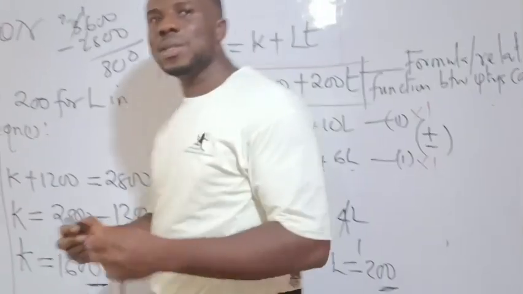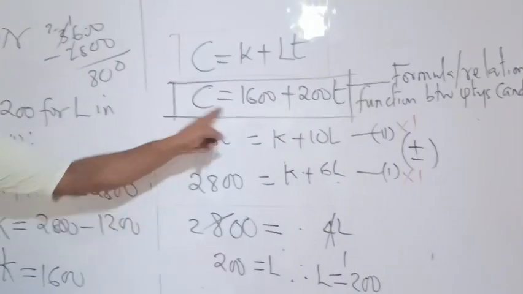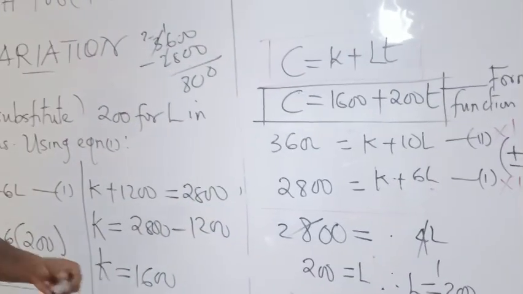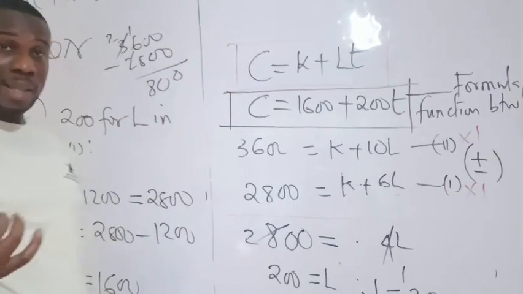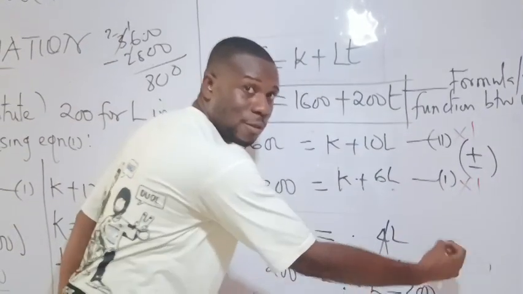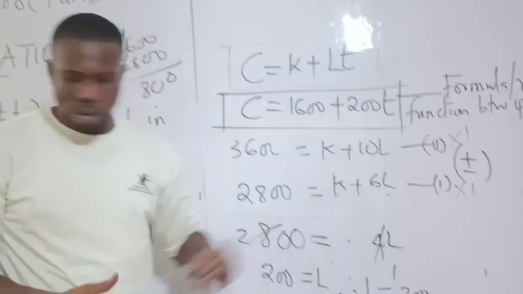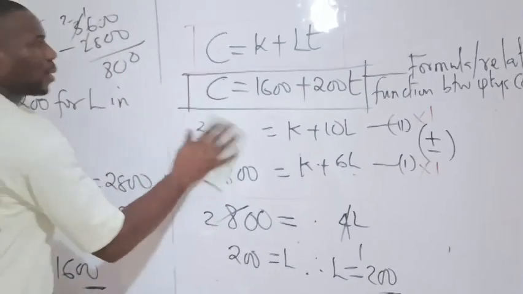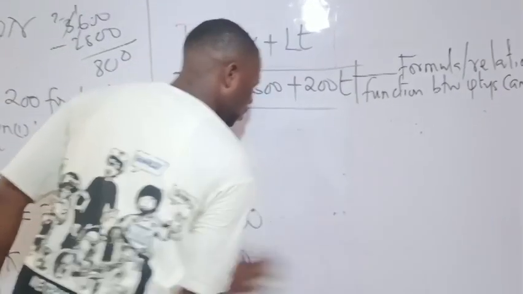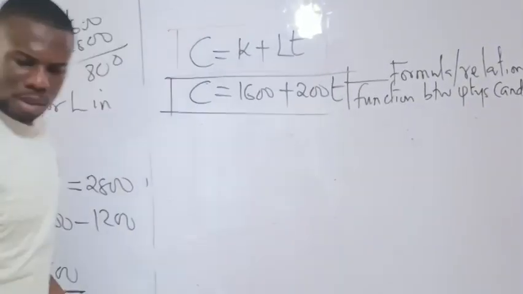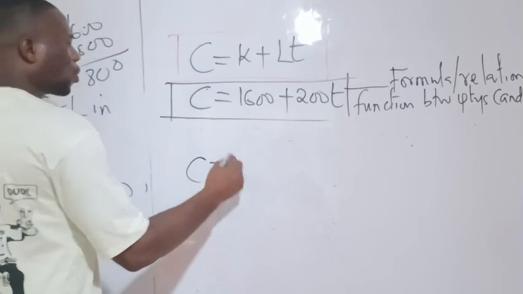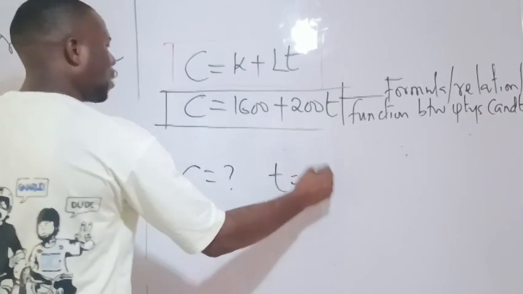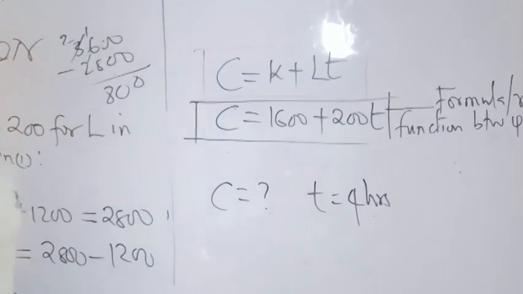Now since I've established this relation between the quantities, I could go ahead and tell you what the cost of sewing would be, given the time to be 4 hours. So the question is actually, what is the cost of sewing, given that the time it takes to sew is 4 hours.